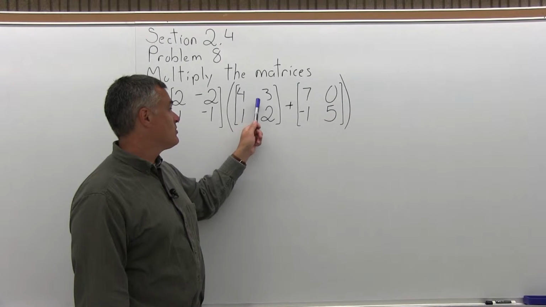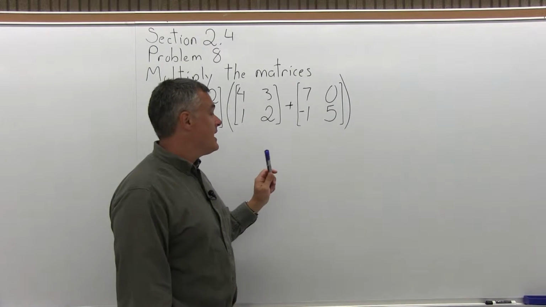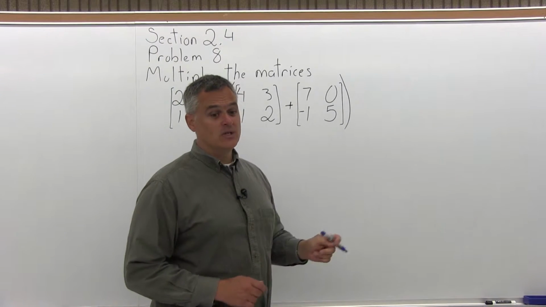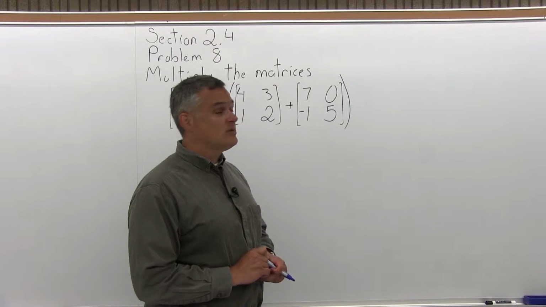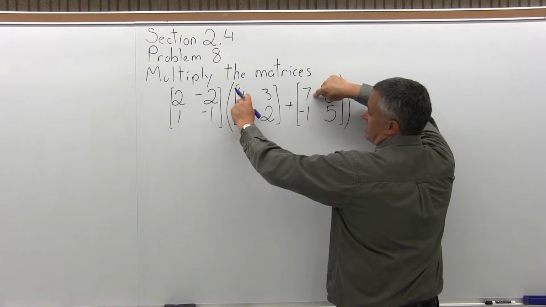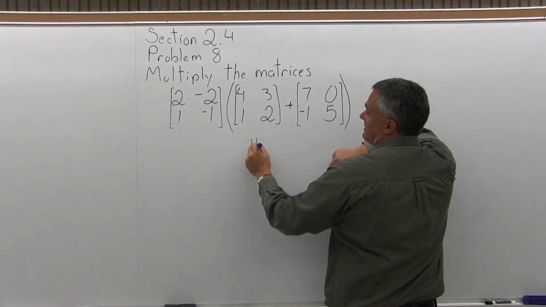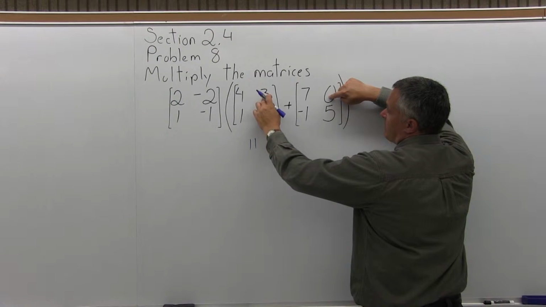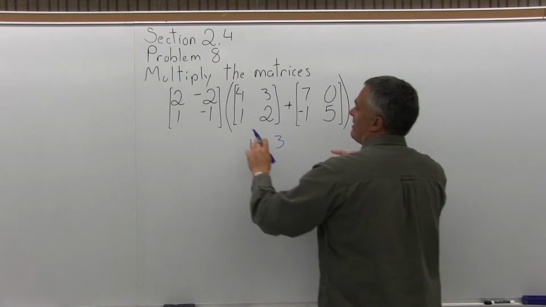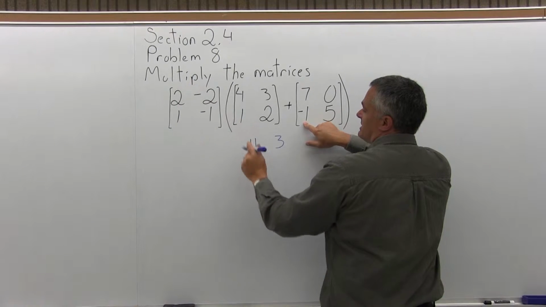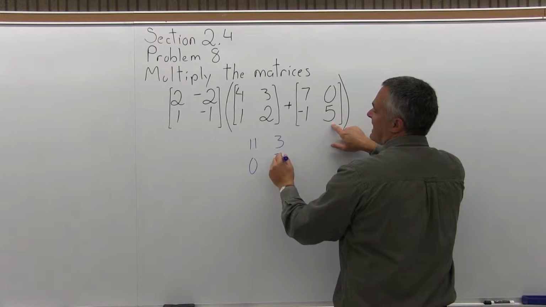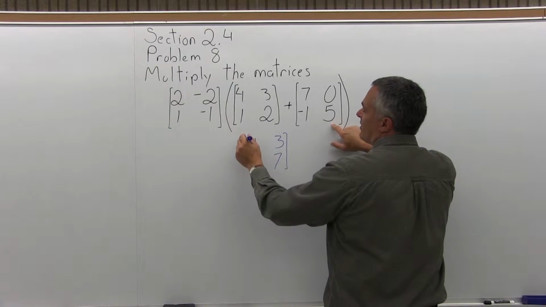The first one is 4, 3 in the top row, 1, 2 in the second row. And the second matrix is 7, 0 in the top row, negative 1, 5 in the second row. So first let's add those together. Again, you're going to add the values in the corresponding positions. So I'm going to add upper left plus upper left. 4 plus 7 will make an 11 in the upper left of my answer. Upper right plus upper right will be 3 plus 0, so that's 3 for the upper right of the answer. And then bottom left and bottom left, positive 1 plus negative 1 is 0. And then bottom right plus bottom right, 2 plus 5 is 7. So that's the work in the parentheses.